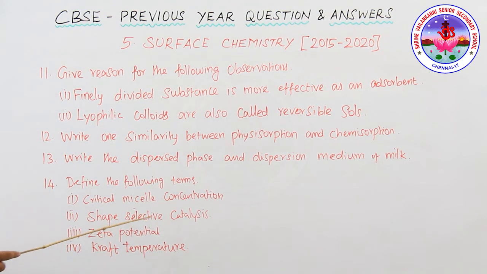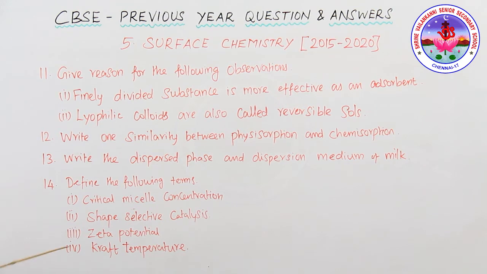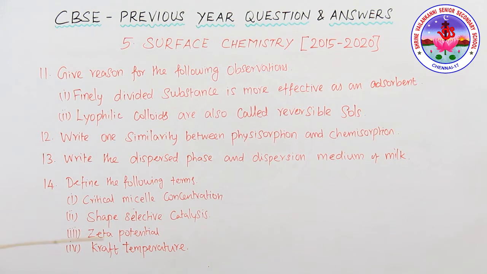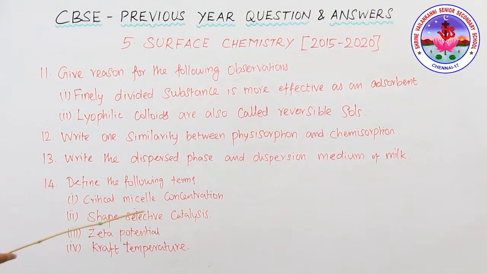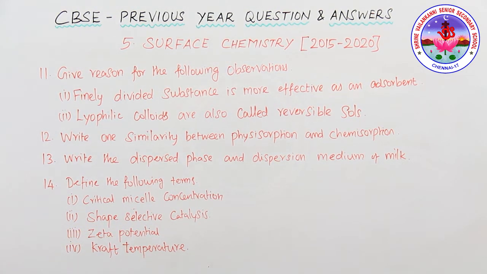Then shape selective catalysis. Shape selective catalysis is a catalytic reaction in which the catalyst catalyzes reactants of a specific shape and size. For example, ZSM-5 converts alcohol to gasoline. Then the homogeneous and heterogeneous catalysis topics are deleted for the academic year 2021. Okay. Then the zeta potential.